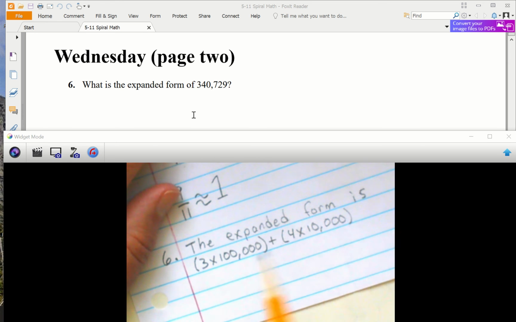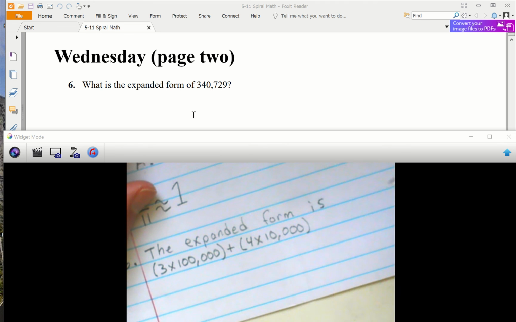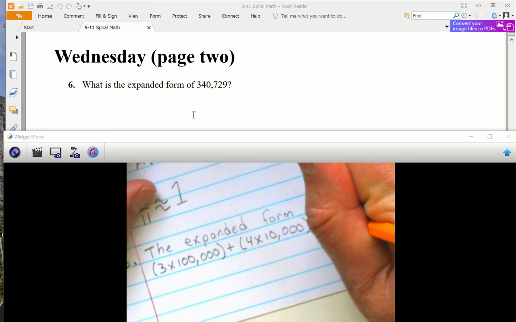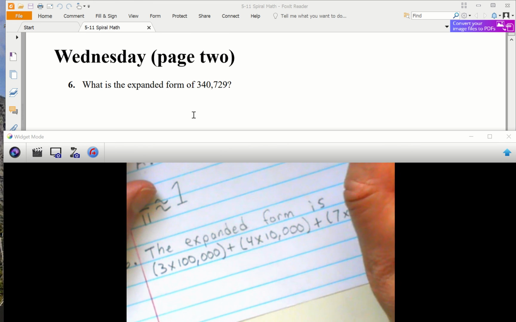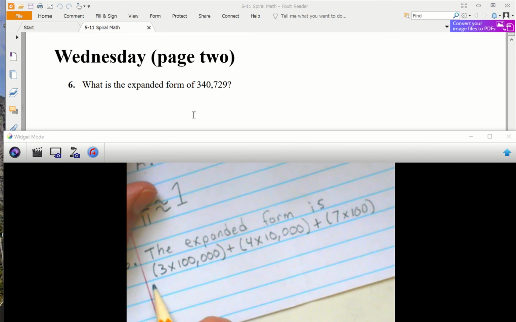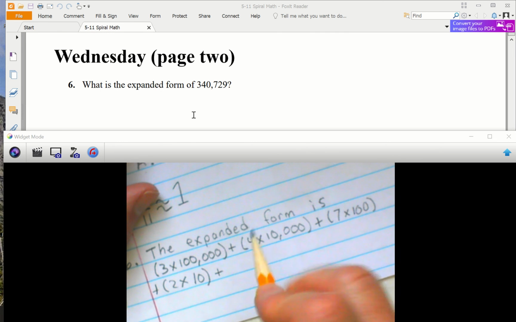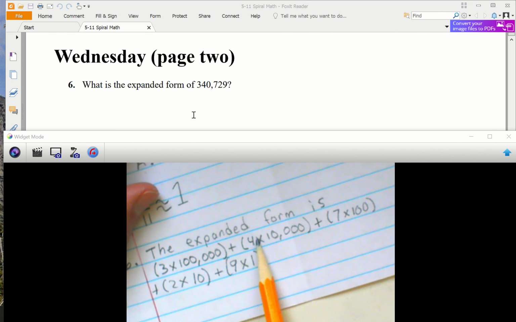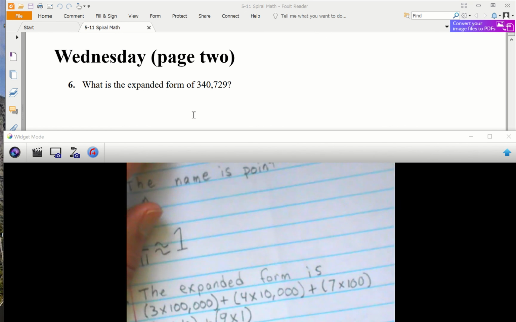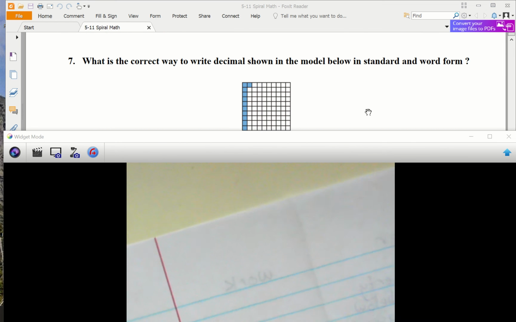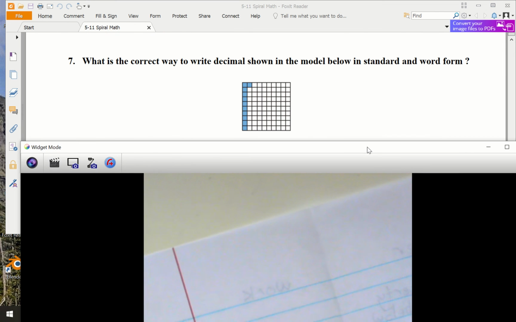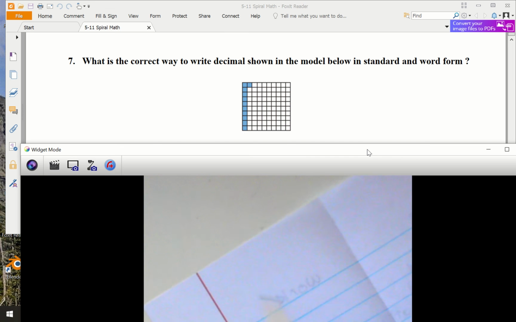Make sure that you have the parentheses around each part of the expanded form. We don't have any for thousands, so we'll go right to hundreds. Plus 7 times 100. And I'll return sweep down here. Plus 2 times 10. And then we'll add 9 times 1. So the expanded form is 3 times 100,000 plus 4 times 10,000 plus 7 times 100 plus 2 times 10 plus 9 times 1. I'm going to finish up on the back side. So we'll go ahead right over here. And on this one, we're going to be writing my answer, my work.